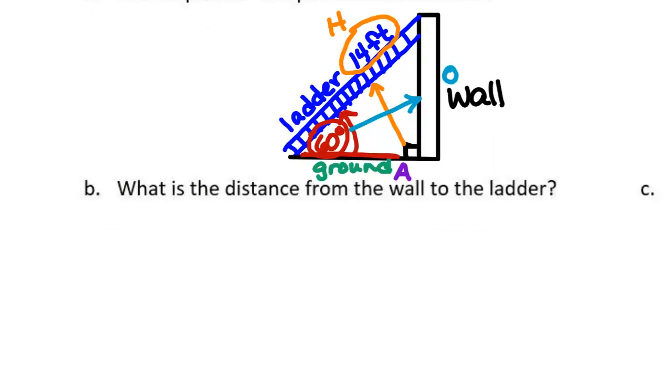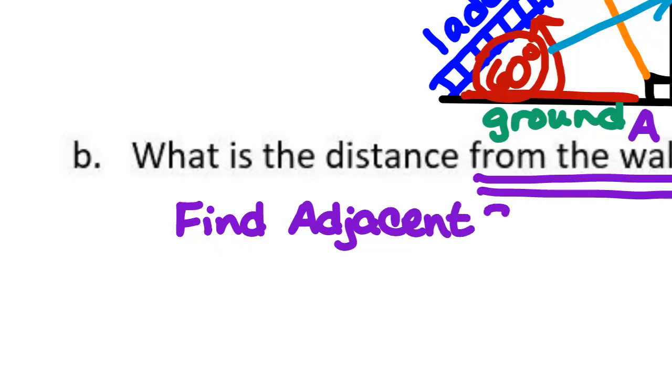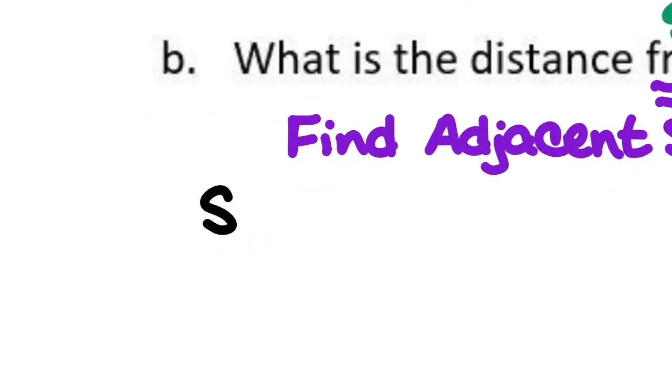All right, part B, what is the distance from the wall to the ladder? Which side is it wanting me to find? If it says find the distance from the wall to the ladder, would that be my opposite side or my adjacent side? Adjacent. Find the adjacent side. So sine, cosine, tangent. SOHCAHTOA.